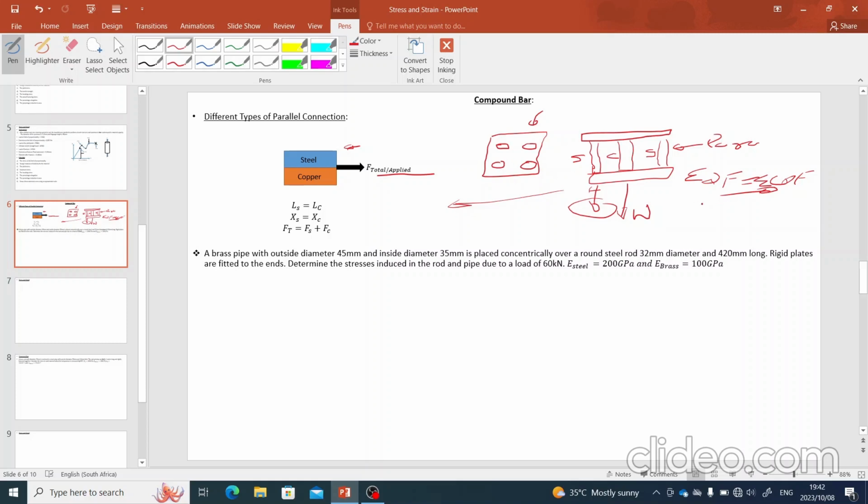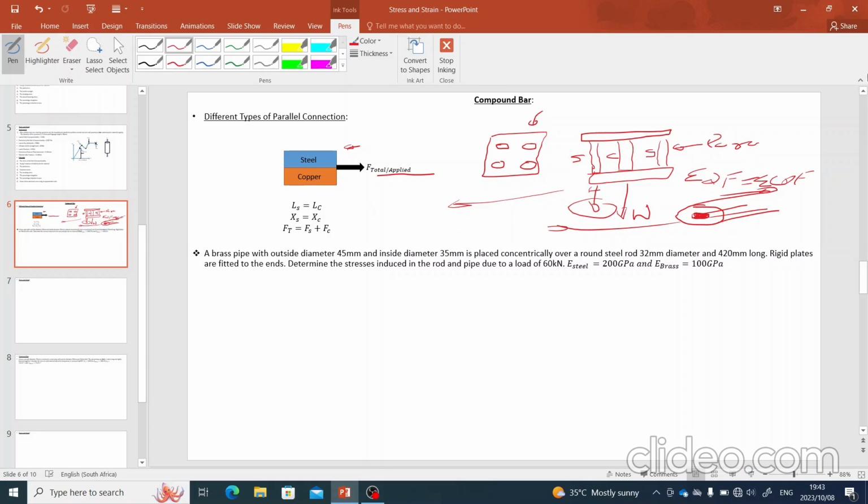Then you are having another connection. You are having a pipe, whether it is hollow, right? Then inside that pipe you are having another steel pipe there. It is still the parallel connection. How you work it out, you will deal with it the same as that one. Now let's look at the principles.